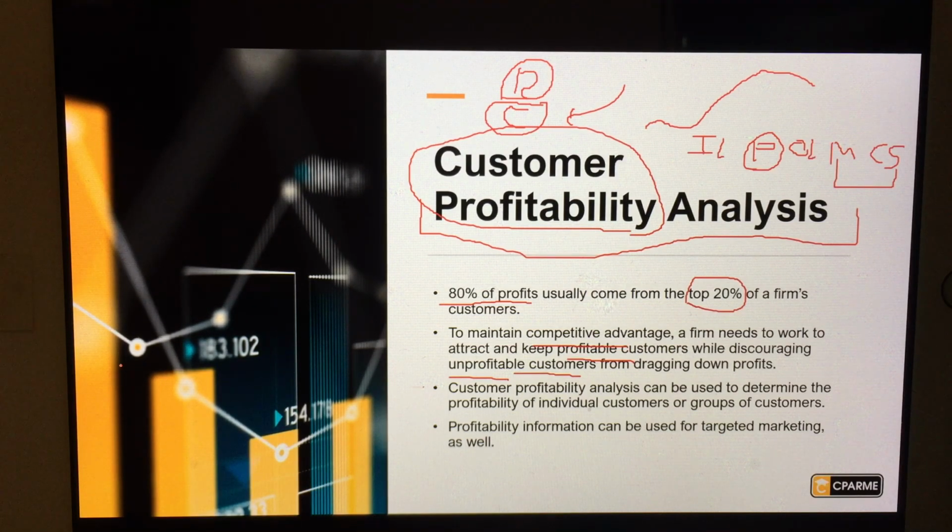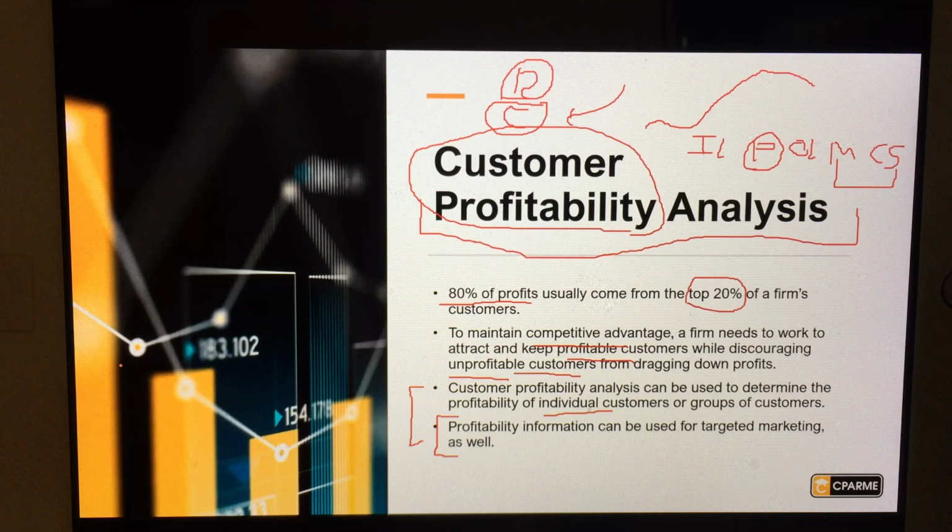Sige, let's just read the last bullets. Customer profitability analysis can be used to determine the profitability of individual customers, and then yung information na 'to can be used for target marketing as well. So that's very important, no? Yun kasi yung goal natin. We look at the customers that are most profitable. This gives us information. So titignan mo, diba?